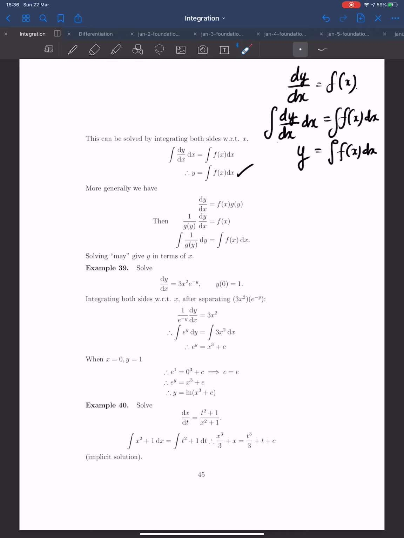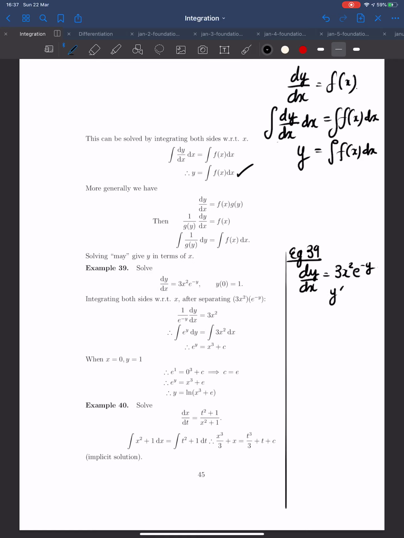Okay, I think I've got enough room down there to do this one actually. Example. Right, so example 39 is, we've got dy by dx is 3x squared e to the minus y, and we've got y of 0 is 1. Because we've got the y's on the top there, we need those y's to collect with those y's over there. Then we integrate both sides with respect to x.